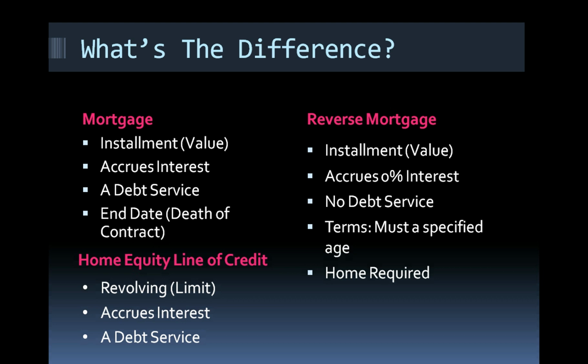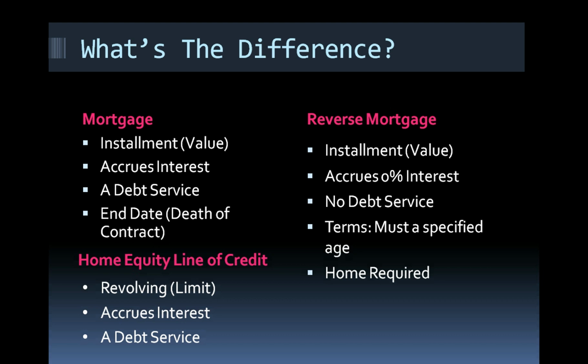The next one is no debt service. When I say no debt service, that typically means that you pay it back after whoever had the reverse mortgage dies, and the next of kin have to pay it all in one sum by either selling the house or doing a purchase on the house. The next one is going to be terms.